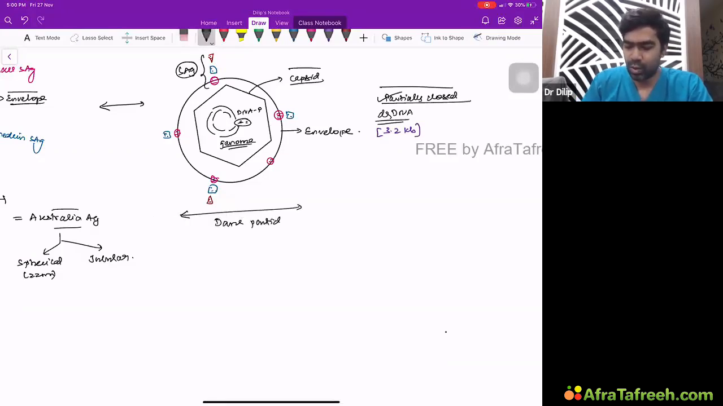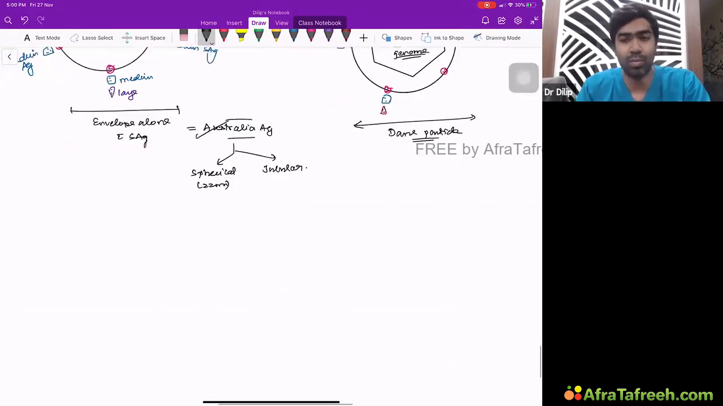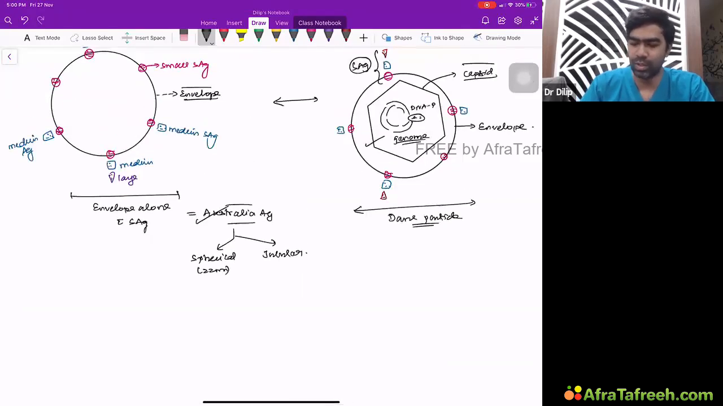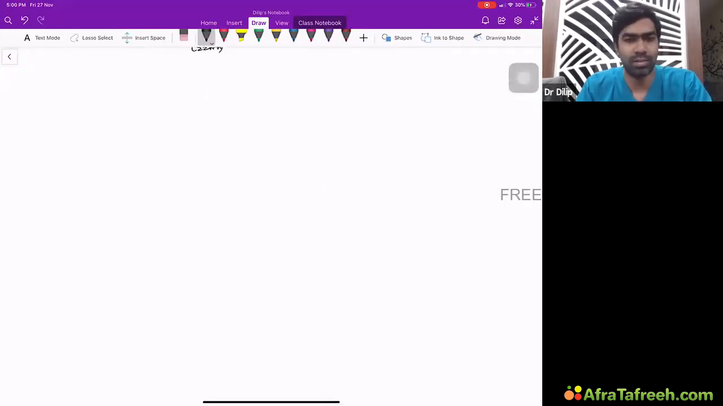If you have only the empty envelope with only the surface antigens on top, that will be called Australia antigen, available in two forms, spherical and tubular, always produced in surplus. And if you have the genome and the entire viral particle packed, this is what we refer to as the DANE particle. It's almost always infectious. This is the infectious particle, by the way. The Australia antigen is not infectious. So this is the basic anatomy of the virus.